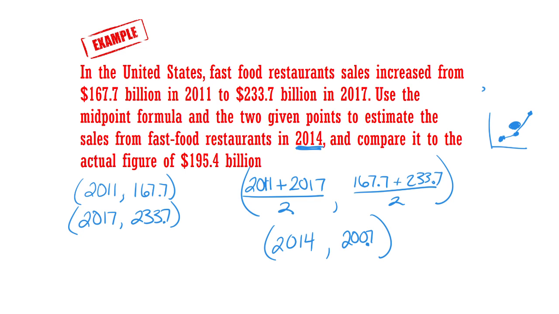All right. Let's see. Estimate the sales. Okay, I just wanted to make sure that I answered the question accurately. What they wanted to know is to estimate the sales, and I've got it right here. These are the sales. So I would write 200.7, and it's money, so remember, it's in billions. That would be my estimate of what the fast food restaurant sales would have been in 2014.